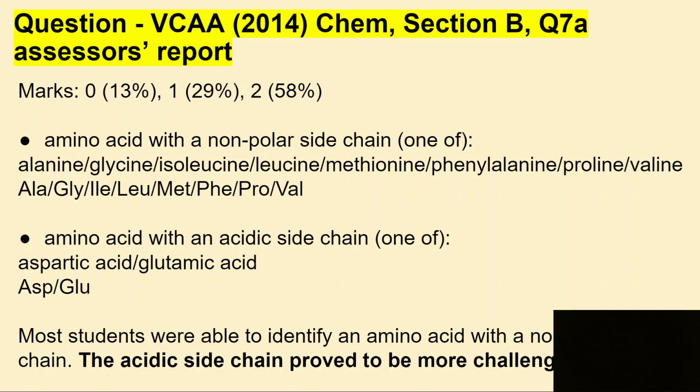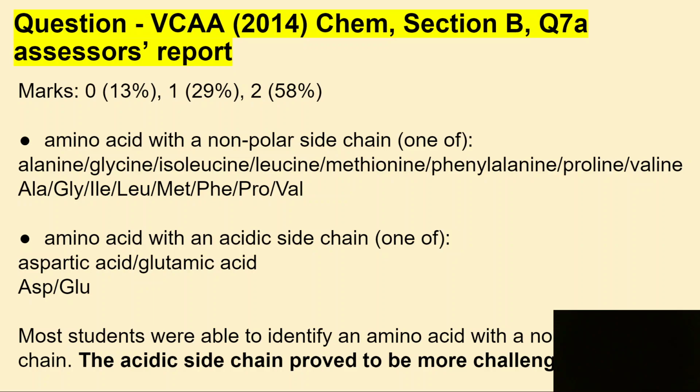Any one of alanine, glycine, isoleucine, leucine, methionine. Non-polar, methionine. All right, so I'll fix that up. Methionine, non-polar, despite the sulfur. Phenylalanine, proline, valine, or the three-letter abbreviation. Amino acid with an acidic side chain, one of aspartic or glutamic acid, ASP or GLU.